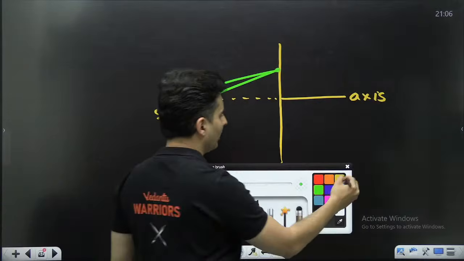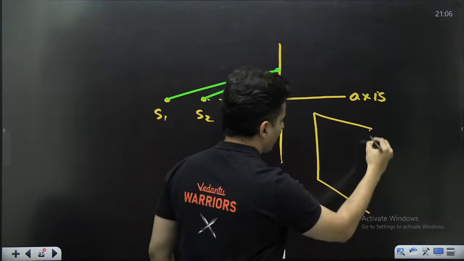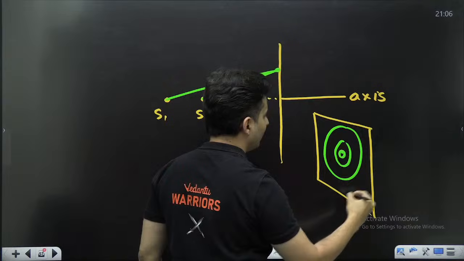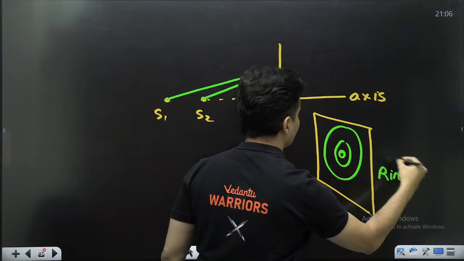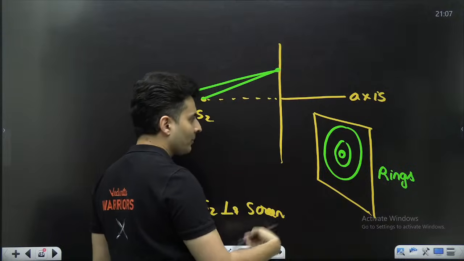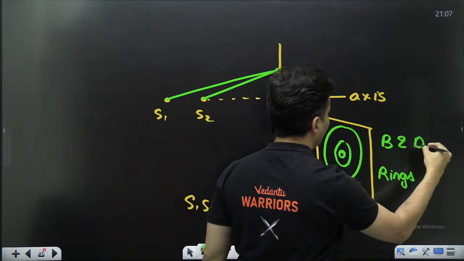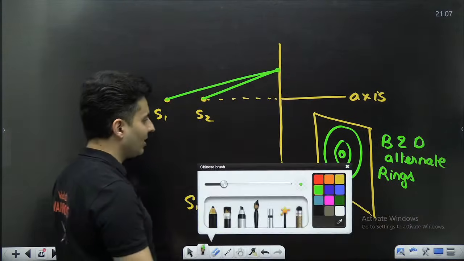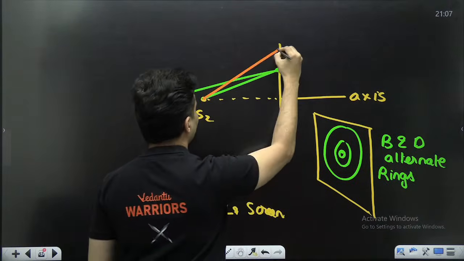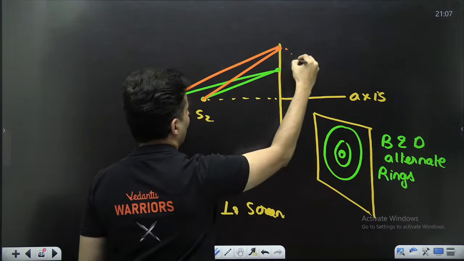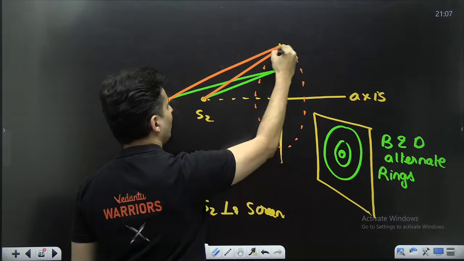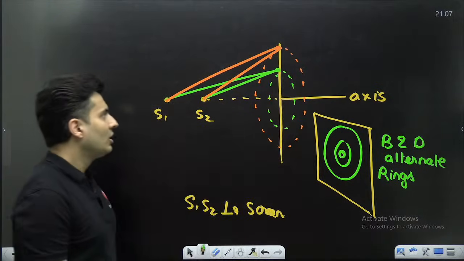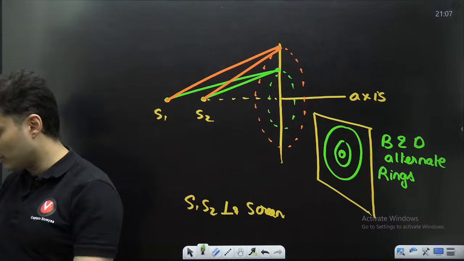So technically what you get on the screen are not fringes, but rings. Fringes in the form of rings. Bright and dark alternate rings. That's what you will get, my dear warriors. It's like you take this point and you rotate it about this axis. So on the screen you get rings, my dear warriors.